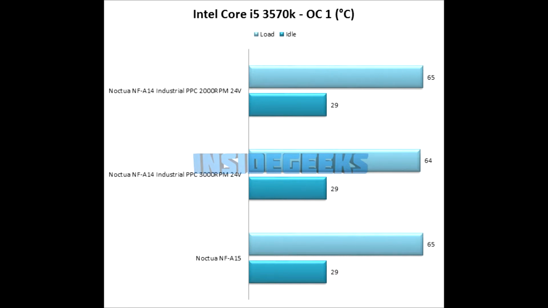Hello guys, we're back to see the temperatures of each one of the NF-A14 fans. As you can tell, the NF-A14 of 3000 RPM managed to be a degree cooler than the regular NF-A15, and the 2000 RPM version managed to get about the same temperatures and about the same noise, more or less, as the NF-A15. Regarding noise, we will have a small video clip after this for you to see how they perform.